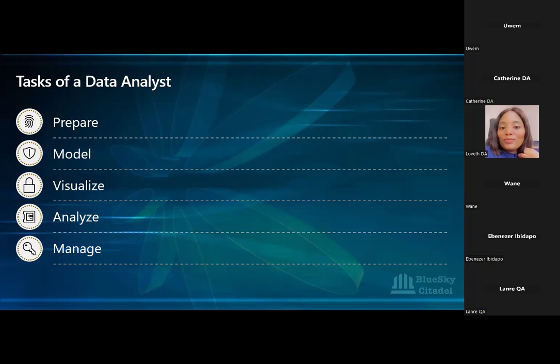So your role as a data analyst: one, prepare data. That's the first assignment. You prepare data, then you create a model with the data, you visualize it using your Power BI, you analyze it, and then you manage it. So what I am saying in essence is that your role as a data analyst is all about these 5 items. Okay? Any question?